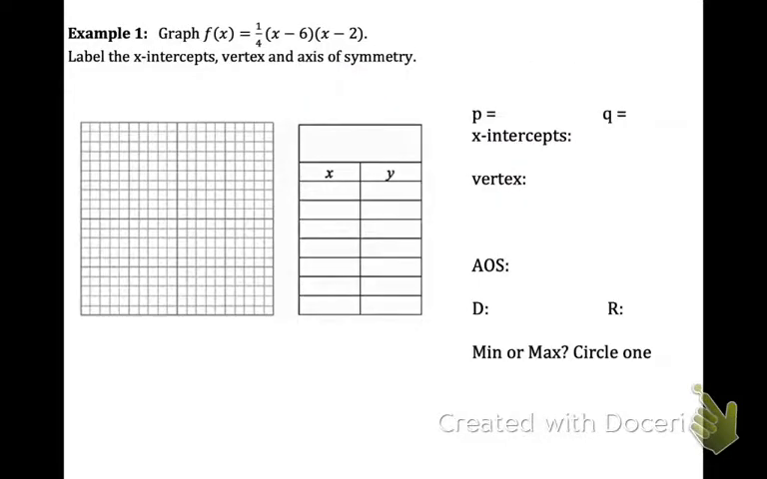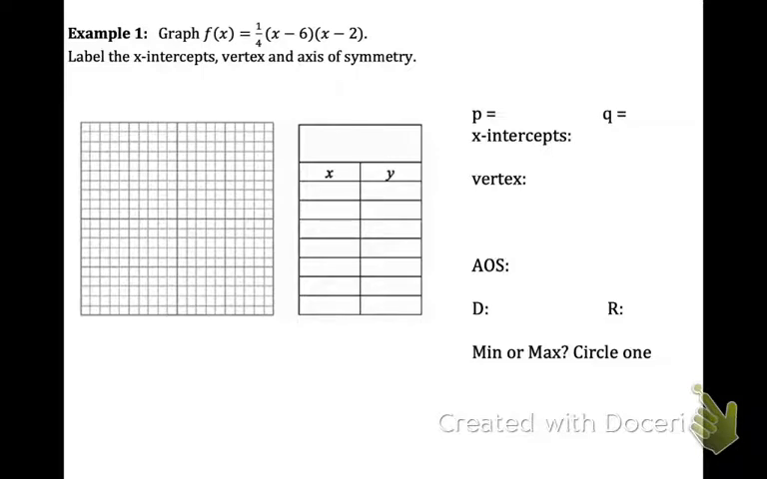All right, let's do example 1. You can see that the equation looks a little different than standard form. Notice that we have two x values in our equation: 1/4 times x minus 6 times x minus 2. It is still quadratic though, because if we multiplied those together, we would get x squared. So the first thing we're going to do is pick out our p and our q value, our x-intercepts, and remember to take the opposite sign.